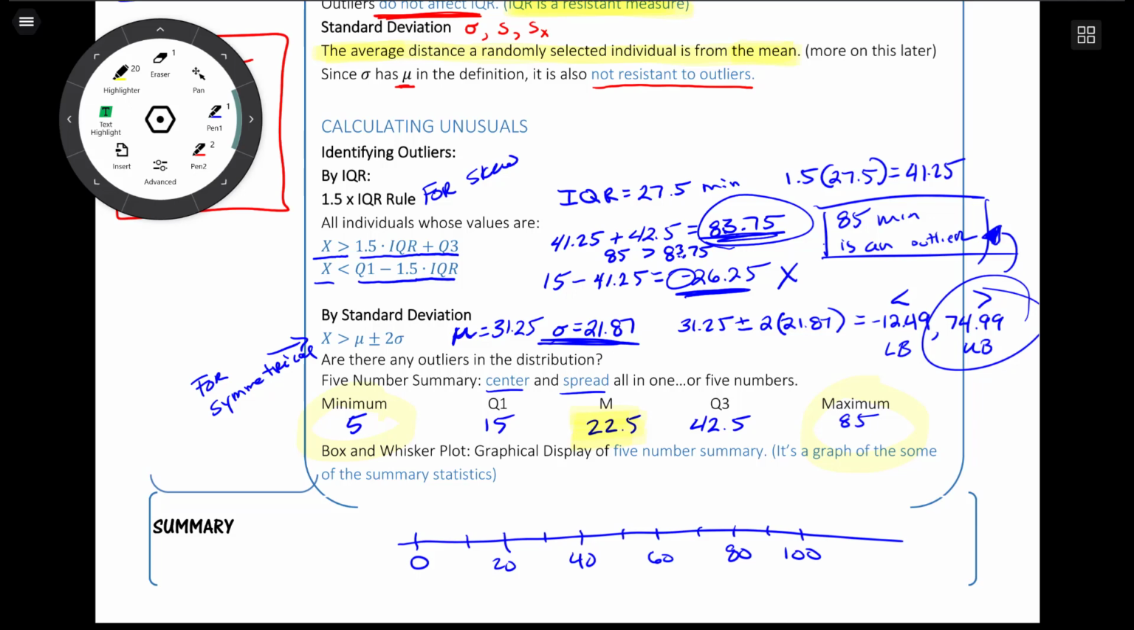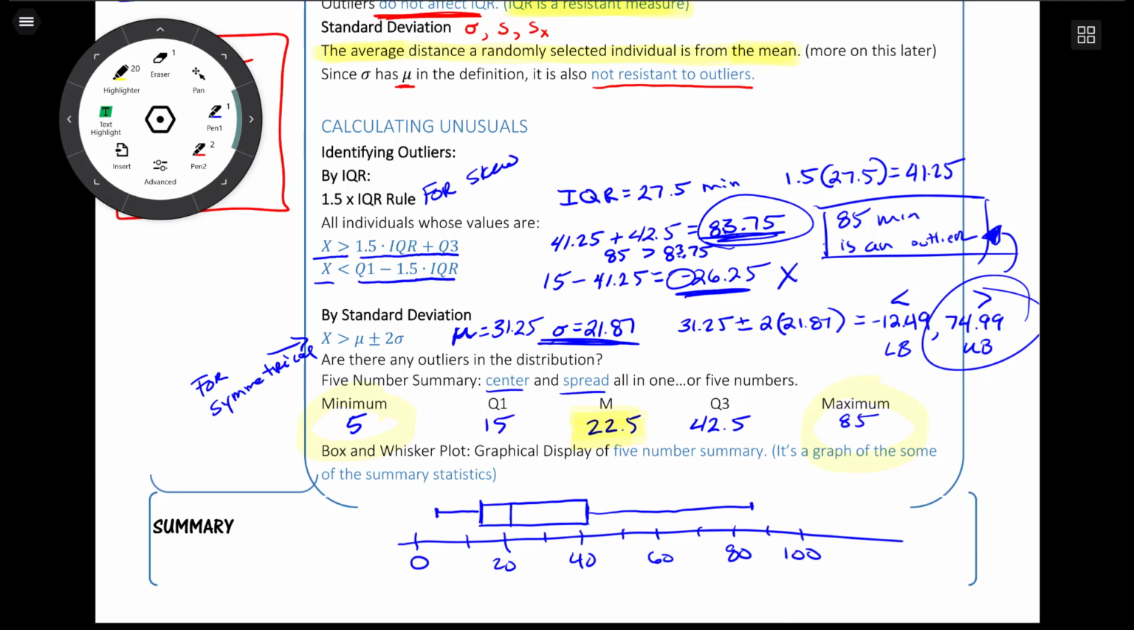Okay? What we can find is that we had our minimum. We're going to make a mark there. We'll make a mark at our maximum. We'll make a mark at Q1 that's a little bit bigger. We'll make a mark at our median that's a little bit bigger. And we'll make a mark at our Q3 that's a little bit bigger. The box connects Q1 all the way to Q3. Then we connect to make our whiskers, and that's a box and whisker plot.